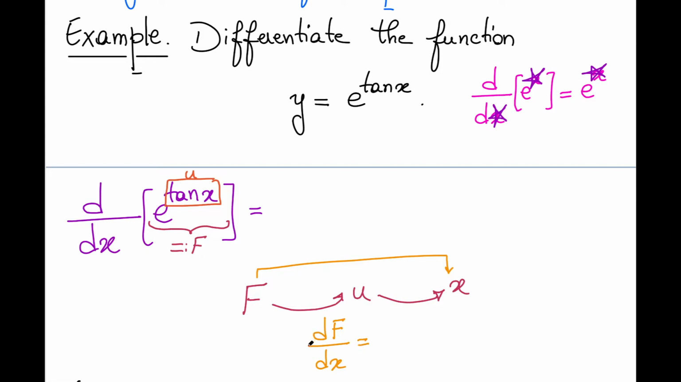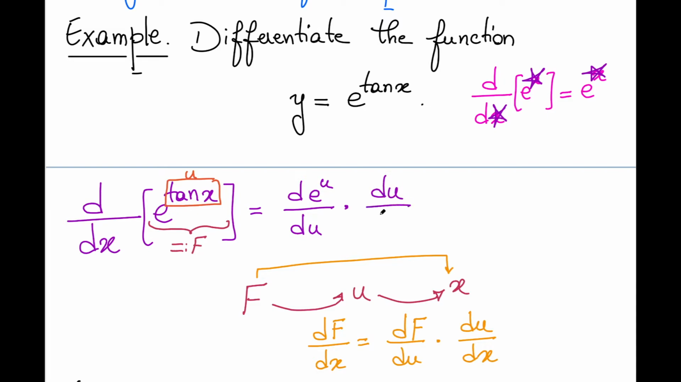So the chain rule tells us to differentiate f with respect to u, and then multiply this result with the derivative of u with respect to x. Correct? Remember this? Written in Leibniz notation? Okay, that's what I'm gonna be needing here. So I'm gonna differentiate e^u with respect to u, that's the first part, times the derivative of u with respect to x. Do you agree with me?